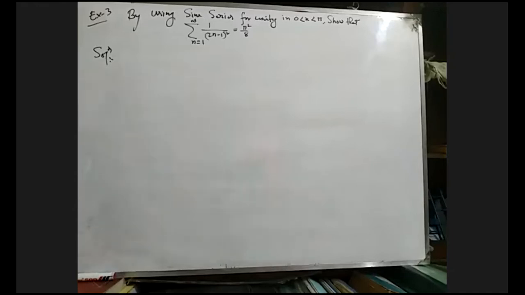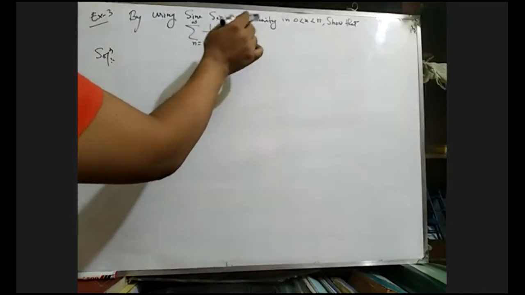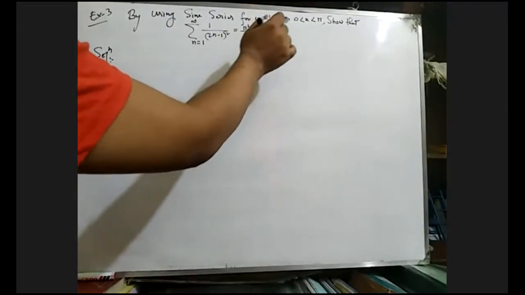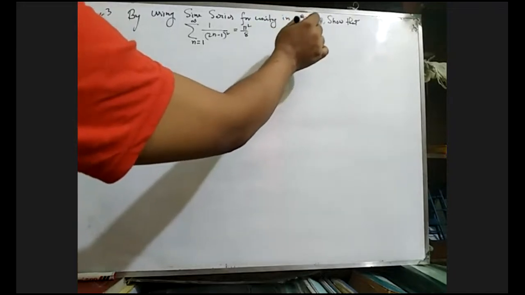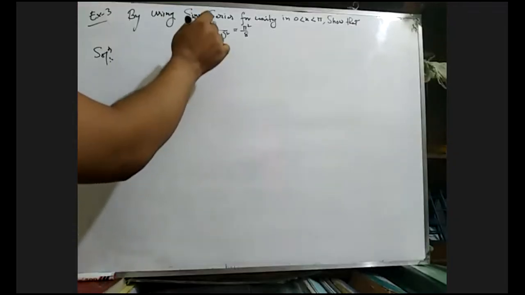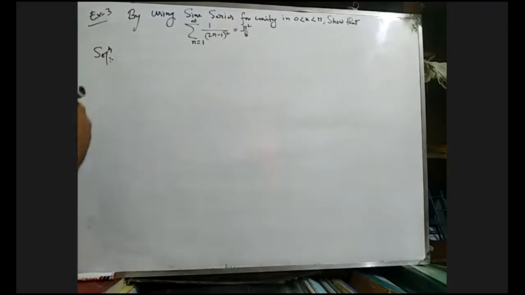Okay, now another important example for you. Example 3. By using the Fourier sine series for unity, the function will be f of x equals 1 in the interval 0 to pi, that means x lies between 0 to pi. Then we have to show that the series n equals 1 to infinity, 1 by twice n minus 1 whole square equals pi square by 8.